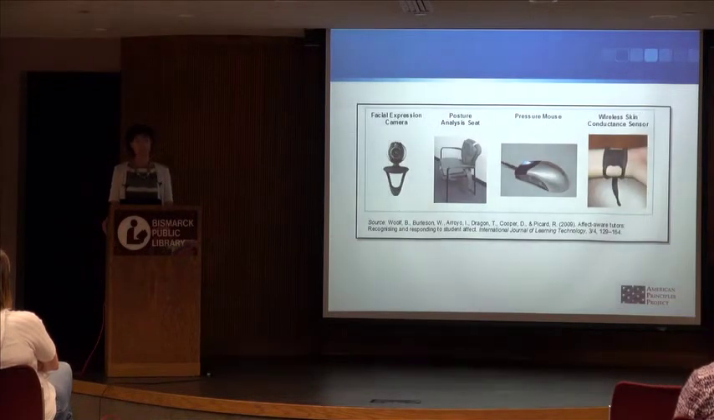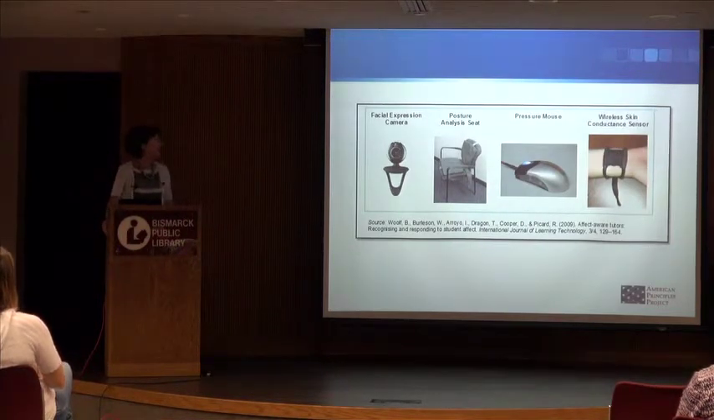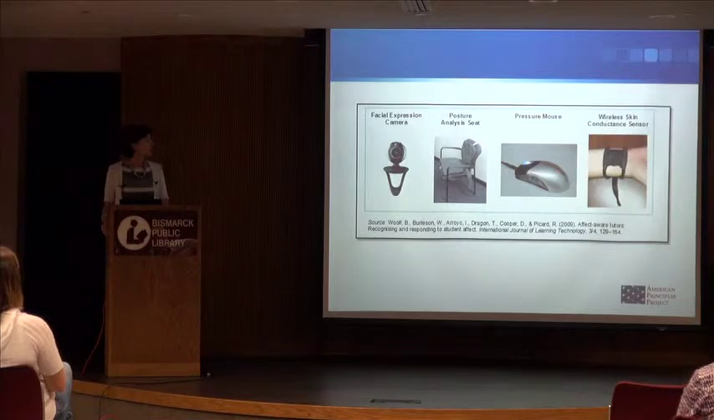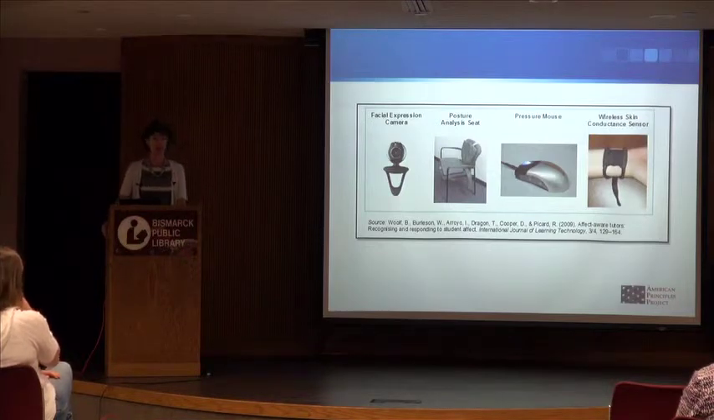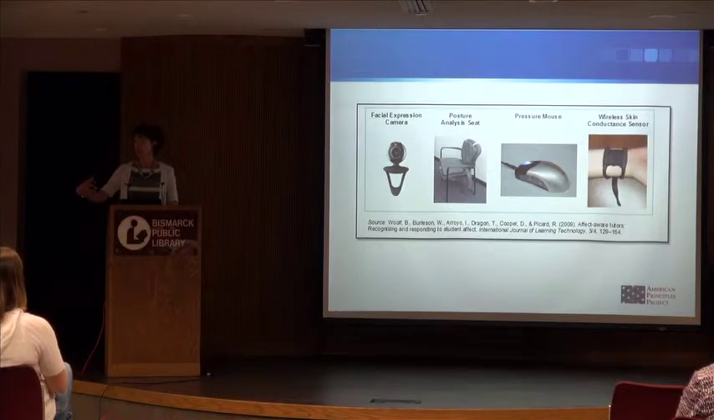Well, helpfully, on page 44, they give us pictures of the mechanisms that you would use to do that. There's a facial expression camera, a posture analysis seat, a pressure mouse, a wireless skin conductance sensor. So these are what you could use to measure these things on kids. So you can see how they're responding to the education. Now, am I telling you that when the Smarter Balanced test goes into effect that your children are going to be hooked up to these things? No, that's not what I'm saying. That is not going to happen yet.